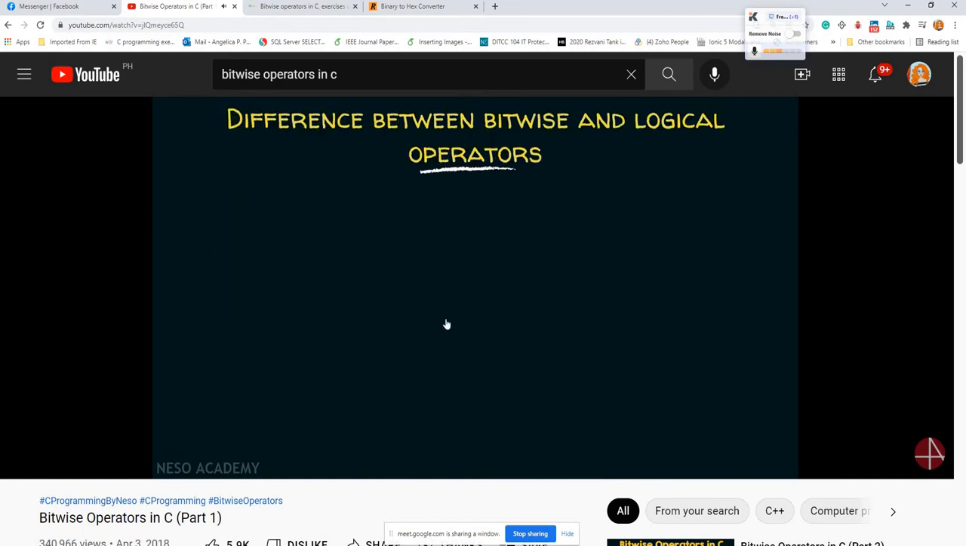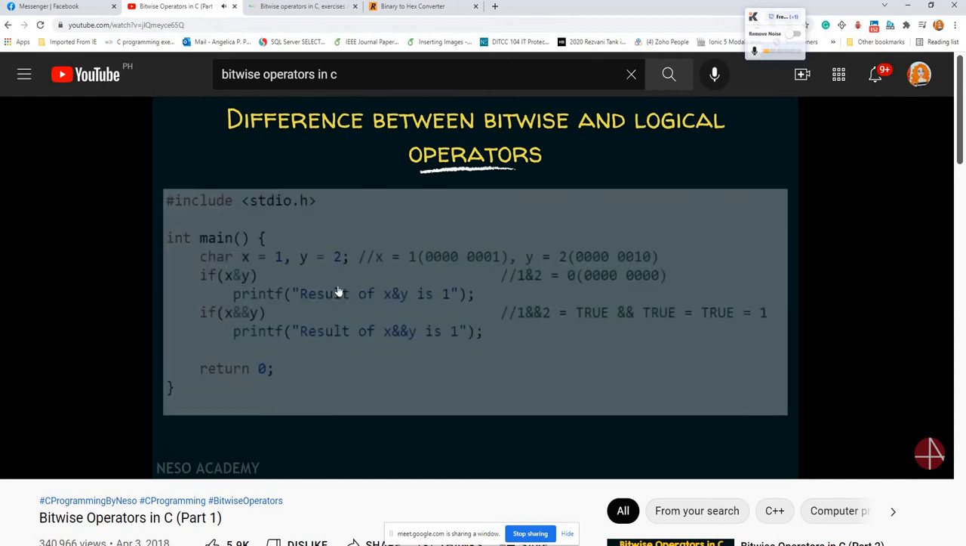Now let's consider the difference between bitwise and logical operators in general. I am going to provide one example which is enough to understand the difference. In this example, we will talk about the difference between the bitwise AND operator and the logical AND operator, and the same concept is applicable to the other operators as well.